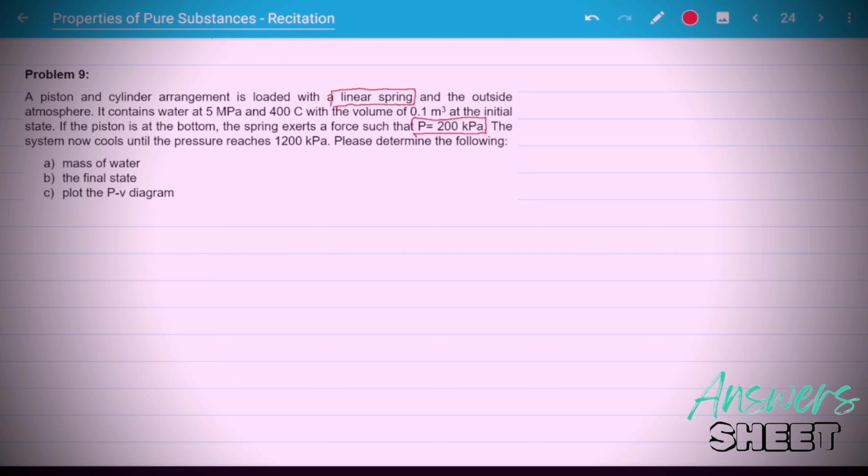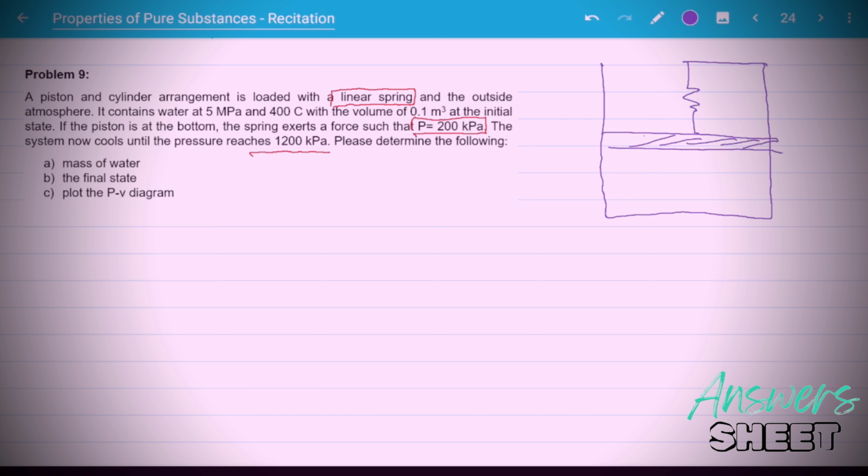Now we are going to let this system cool down until we reach a final pressure of 1200 kilopascals. We are asked to find the mass of the water in the system and final state, and also show the entire thing on a PV diagram. So let's start with the schematic of the problem. We are dealing with a scenario like this. This is our piston cylinder, and this is our spring, and this is the piston. Initially, we have 5 megapascals and 400 degrees, and the initial volume is 0.1 meters cubed.